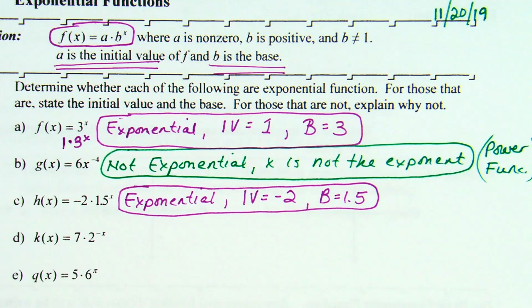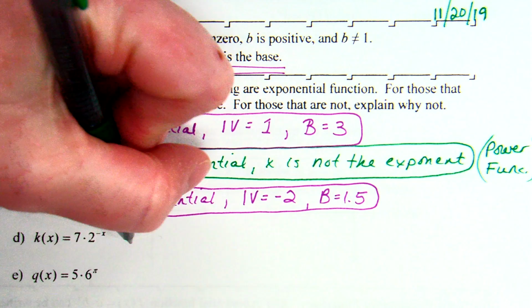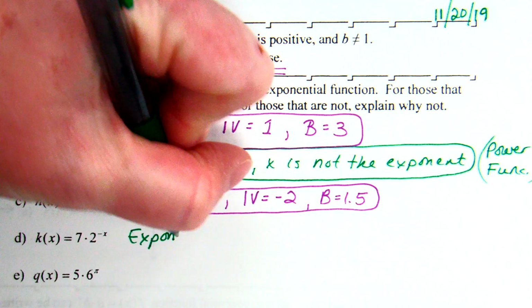K of x equals 7 times 2 to the negative x. Exponential? Not exponential? I'm more hesitant on this one. X is in the power, right? Yeah. So that makes us think it is exponential. And I'm going to agree, it's exponential. The trick is going to become when we give our initial value and base, because what is the basic form of exponential? A times b to the x. This is a times b to the negative x. So yes, this is exponential. I'm not denying that. However, what we have to figure out is that base. My initial value of 7, that's out front. Initial value of 7 is still good.